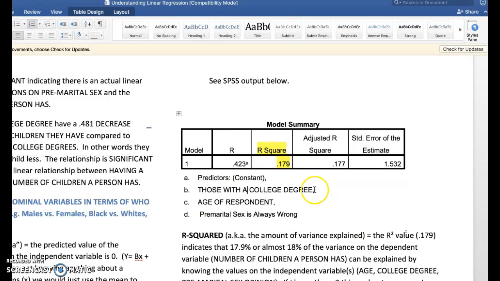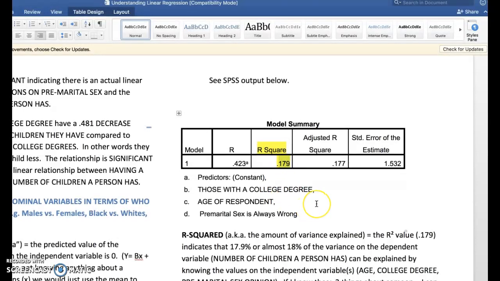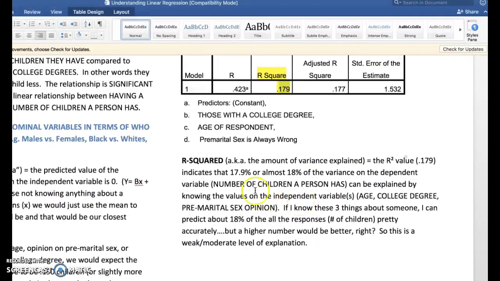Okay? And overall, the model summary, and remember, model summary usually has a little list of the variables inside your model. So those are the college degree, age of respondent, and the opinion question on premarital sex. All of these 3 variables combined contribute to 0.179 of the variance, or basically we change that to a percent, so multiply by 100. It's the amount of the variance explained.